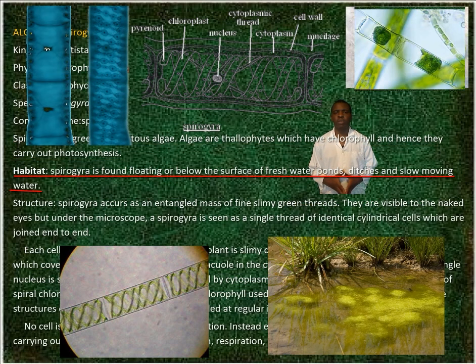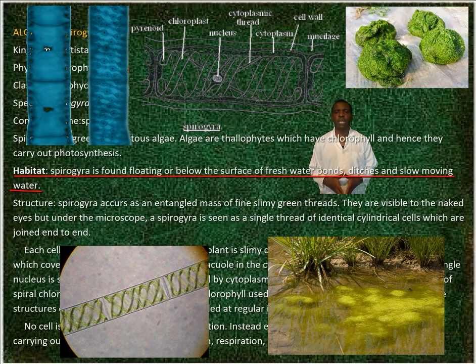Habitat. Spirogyra is found floating or below the surface of freshwater ponds, ditches, and slow-moving water. Structure. Spirogyra occurs as an entangled mass of fine slimy green threads. They are visible to the naked eye, but under the microscope, a Spirogyra is seen as a single thread of identical cylindrical cells which are joined end to end.